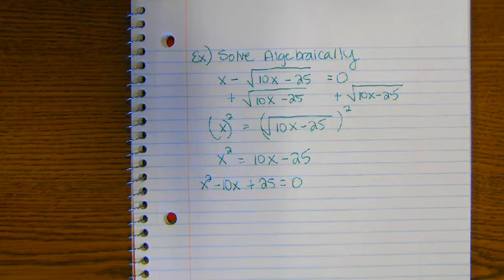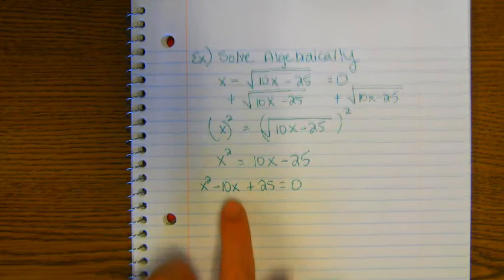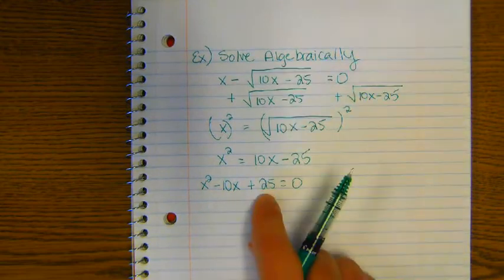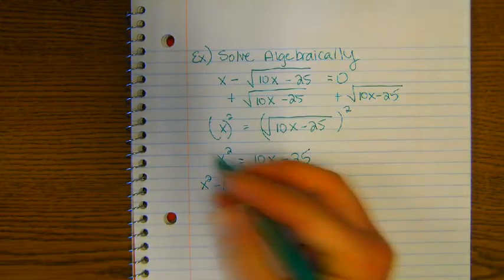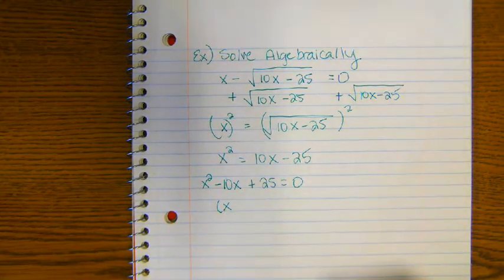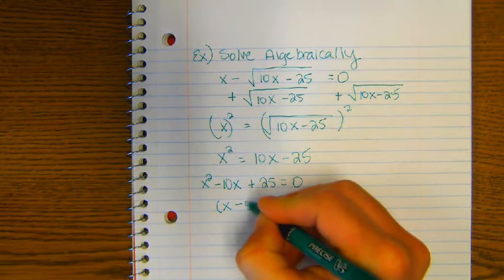So what are my options now? You could use quadratic formula like we did in the opener. I didn't see anybody in the opener do this. Couldn't you factor this? Yeah. I'm going to factor it, just so we see that. But you could use quadratic formula. What does this factor into? X minus 5 times x minus 5.